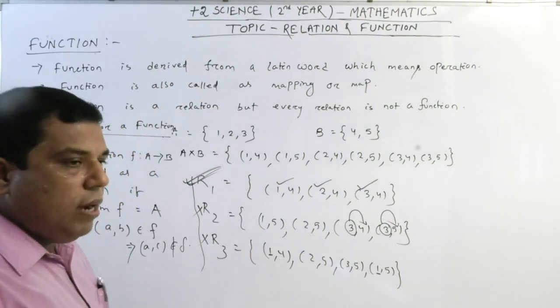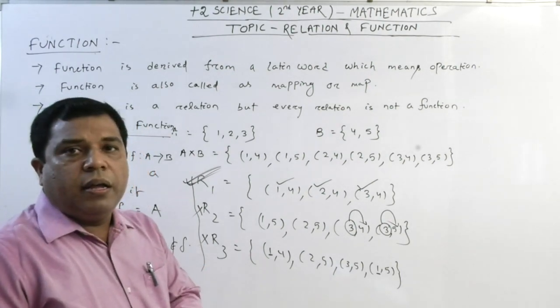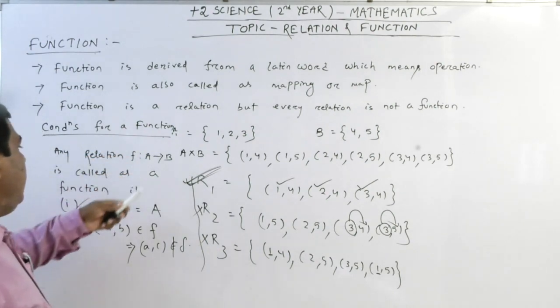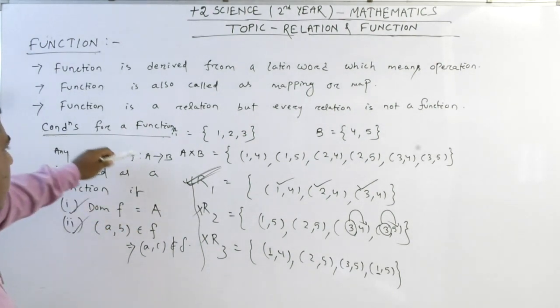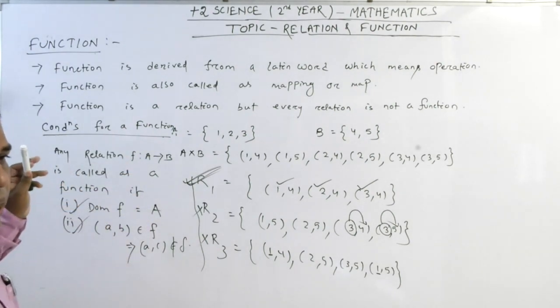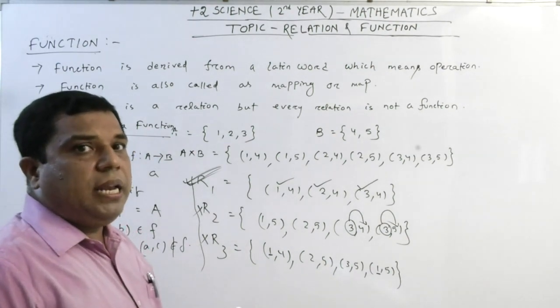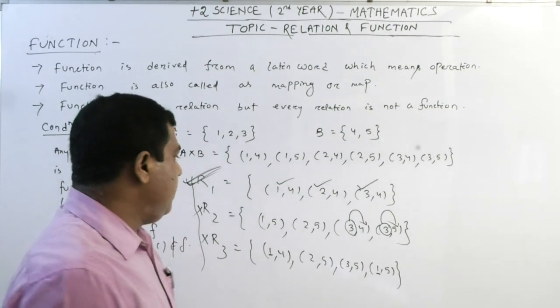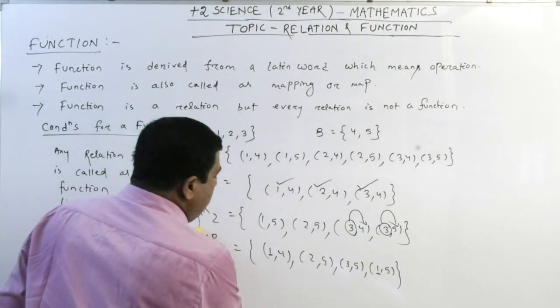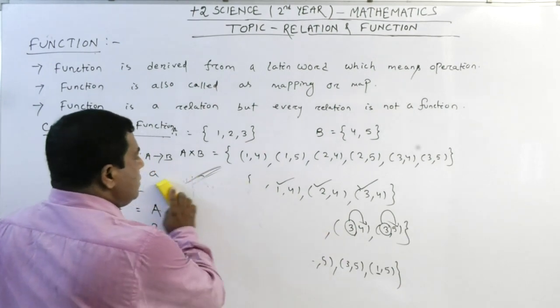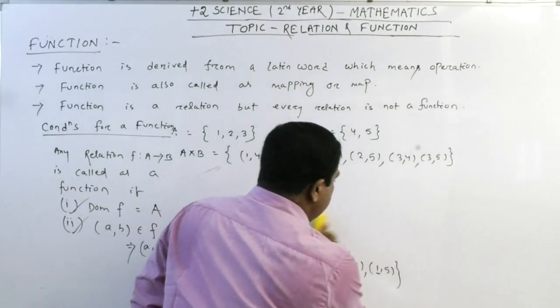Clear? Now, as the definition is written here, let us go for the diagram. Diagrammatically, how do we verify it? Imagine which of the relations are functions or not.